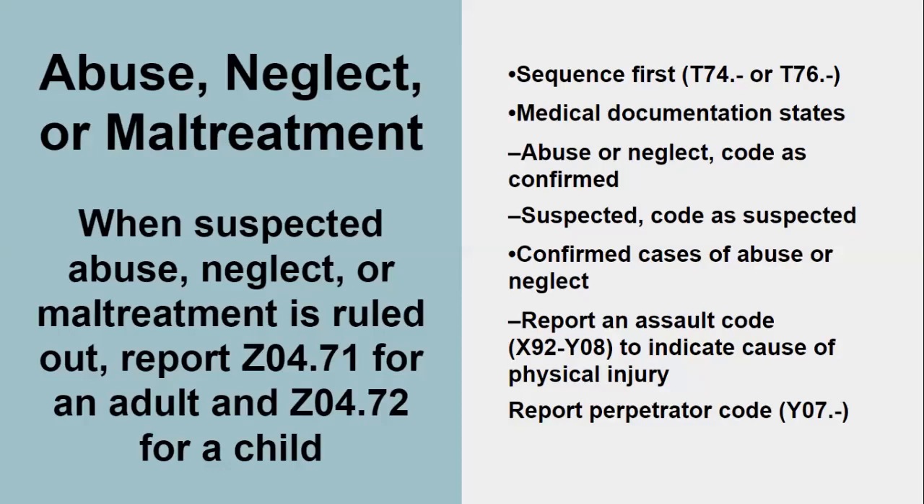Abuse, neglect, or maltreatment. Sequence first T74 or T76. If medical documentation states abuse or neglect, code as confirmed; if suspected, code as suspected. So you have to pay attention to your medical record. Does it say it's confirmed or it's suspected? That's going to be the difference in your code.